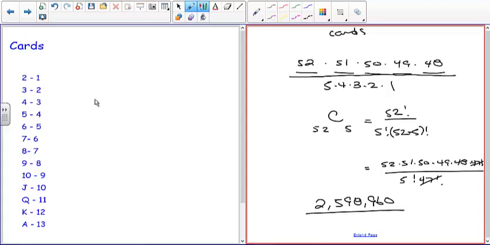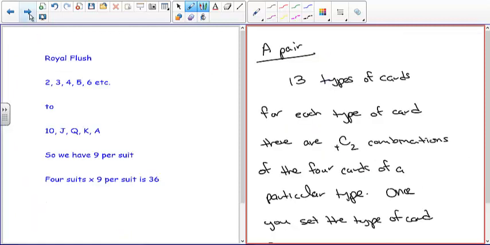We're going to look at the case of a pair. So how many of those 2,500,000 hands are pairs? Because that's the most likely thing to get. So the way you do it is you think about a pair.